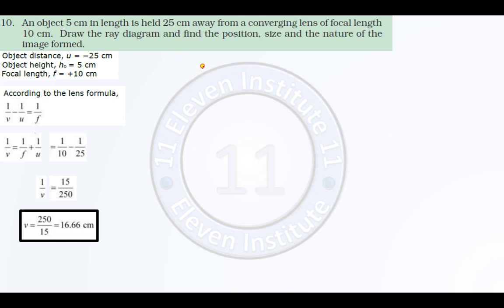Let me solve it again over here. Right. 1 upon V is equal to 1 upon 10 minus 1 upon 25. Now when I take the LCM, this will be 25 minus 10 upon 25 into 10. Now 25 minus 10 will be 15 upon 250.